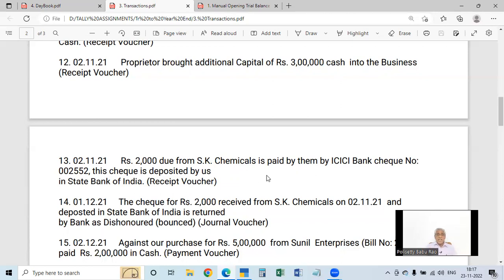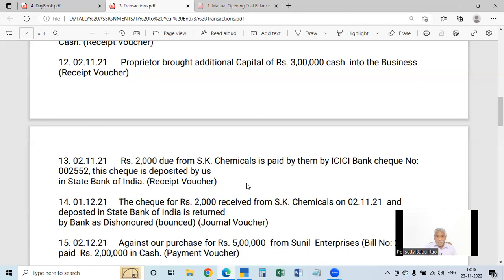So it is a receipt voucher we have to enter. Debit: what are you receiving? You are receiving cash. Cash is to be debited. And who is paying to us? SK Chemicals. SK Chemicals account is to be credited. That is first, it will ask you credit. And on the credit side, SK Chemicals, what is the amount? 2000 due. So SK Chemicals 2000.